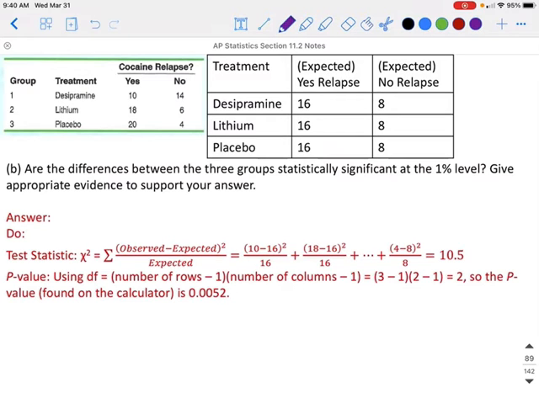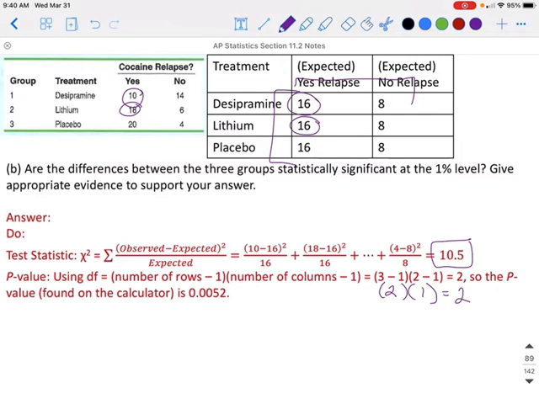Remember, you can do this calculation by hand by doing the observed minus the expected squared all over the expected, plus we go to the next one, observed minus expected squared all over the expected. You would do that for all 6 of the data points, and you would get our test statistic. You would then need to find the degrees of freedom. So we do the number of rows minus 1, which would give us 2, and the number of columns minus 1, which would give us 1. So our degrees of freedom would be 2.